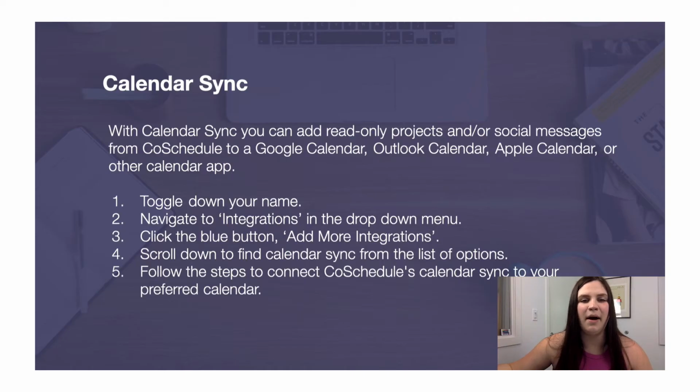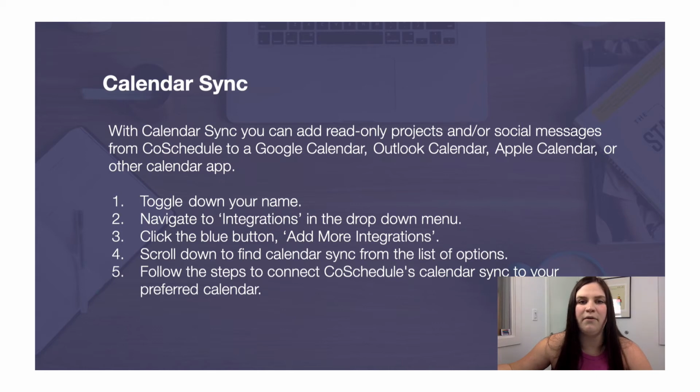The next thing we're going to talk about is calendar sync. Calendar sync is basically a read-only version of your CoSchedule calendar. You likely have stakeholders in your department or organization that need to stay updated about the activities your marketing team is executing, but they probably won't be in CoSchedule every day, nor potentially do you want them to be in CoSchedule every day.